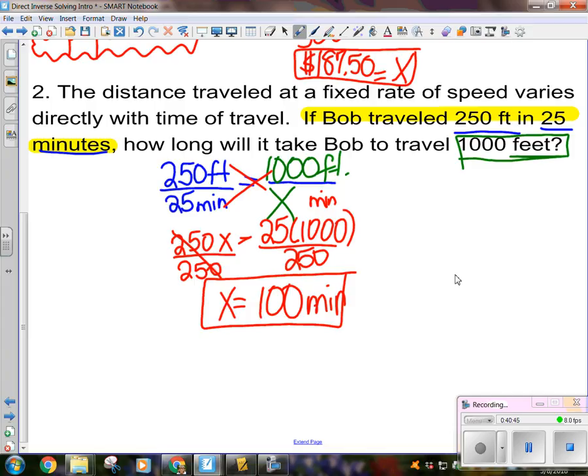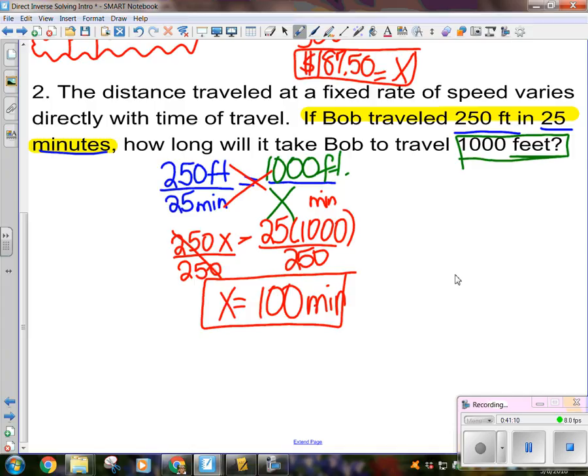If I go 250 feet, and then I go 1,000 feet, how much farther is 1,000 than 250? 4 times farther, isn't it? Is that 4 times farther? So it takes 25 minutes to go 250 feet. How many minutes does it take to go 1,000?